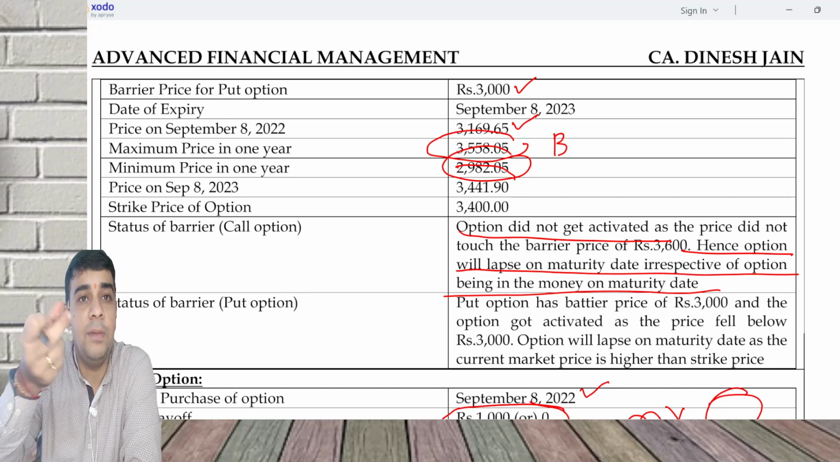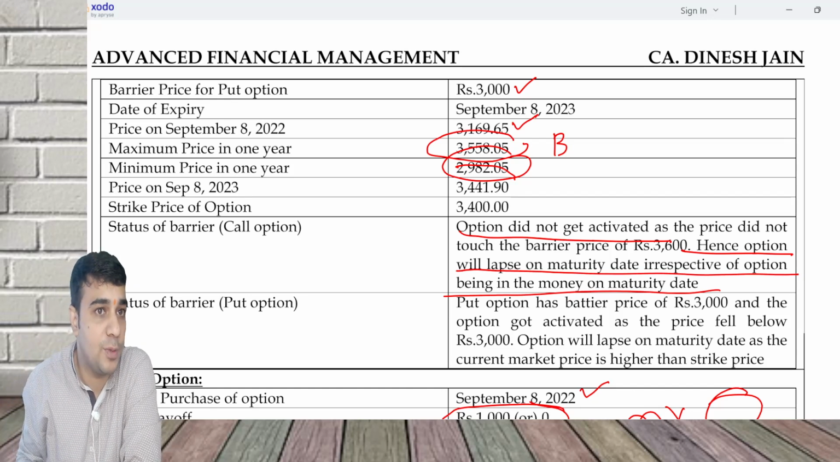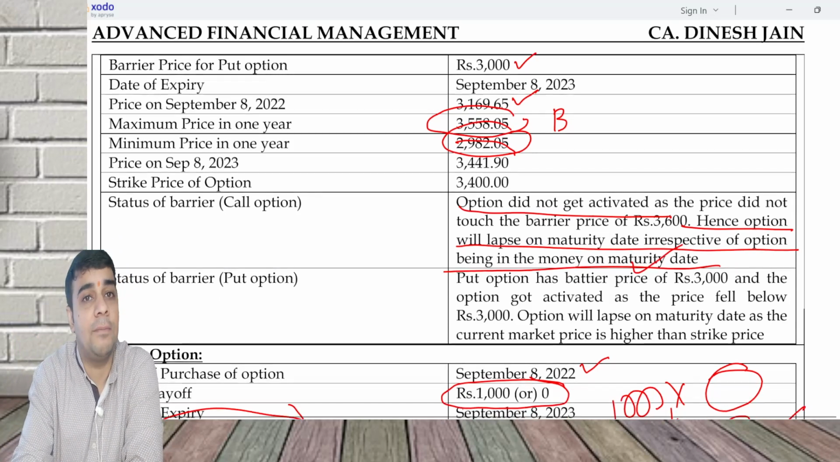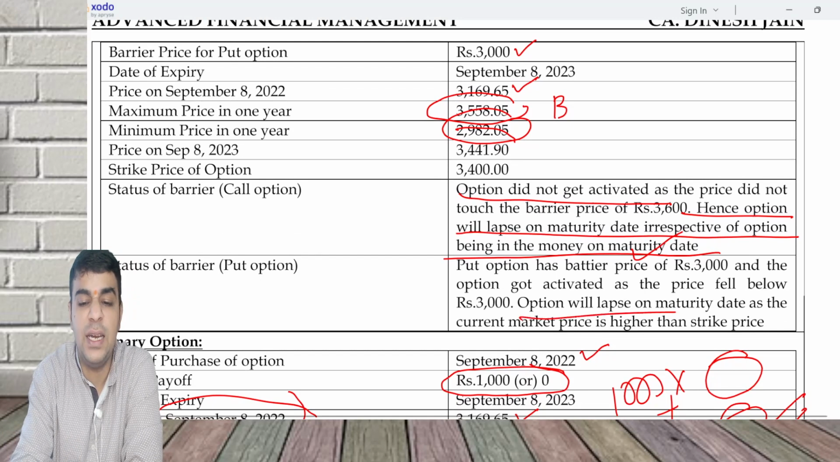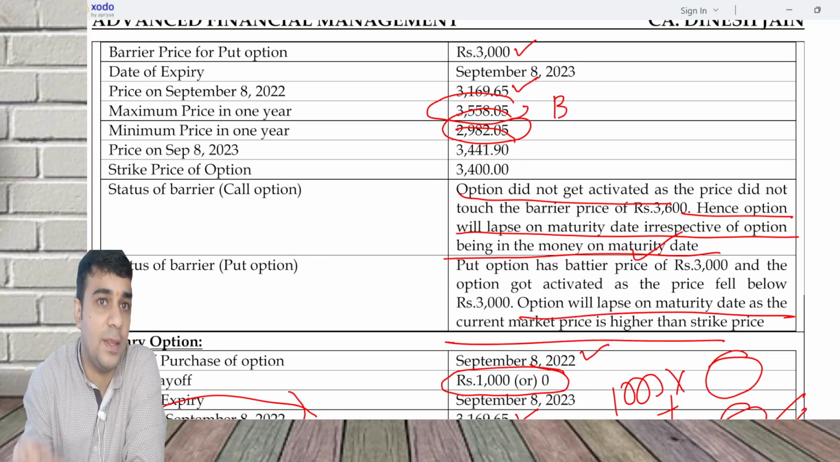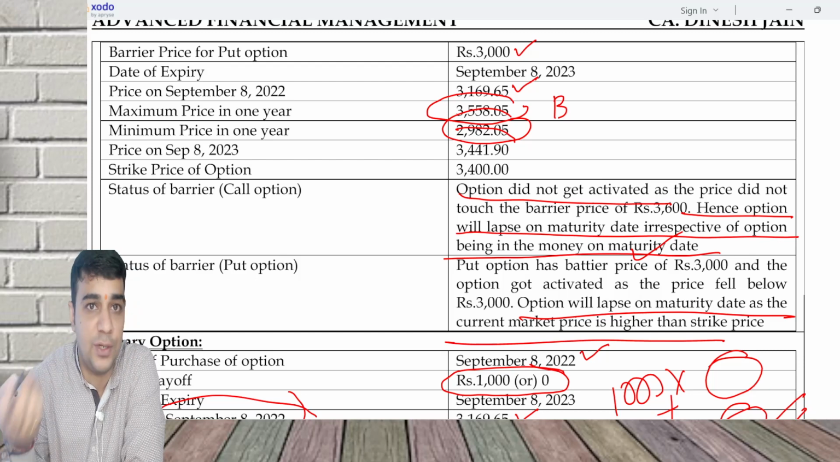The premiums are going to be on the lower side. Put option barrier got activated. Barrier got activated, but unfortunately it is lapsing, because do you want to sell at 3,400 when the price in the market is 3,441? You said no. Do you want to sell? Answer is going to be no.